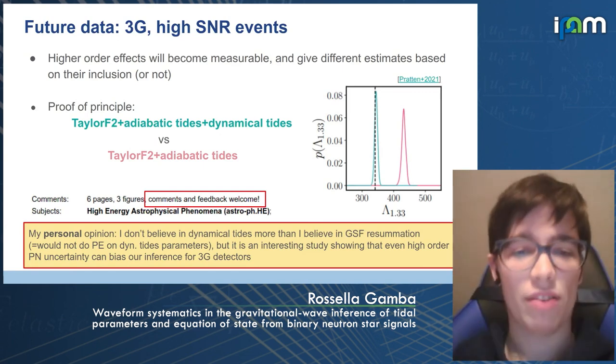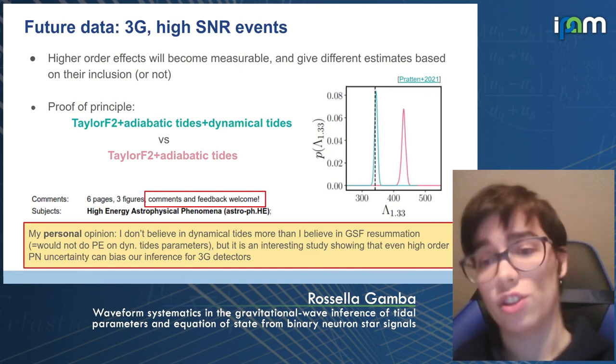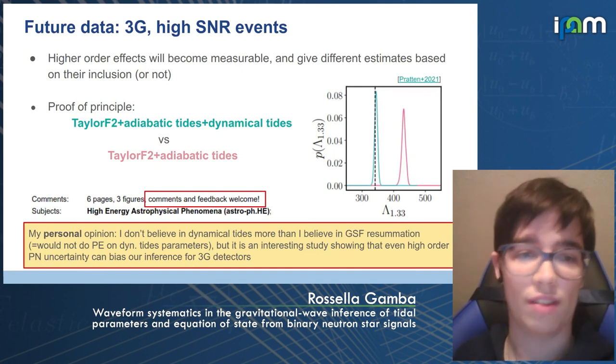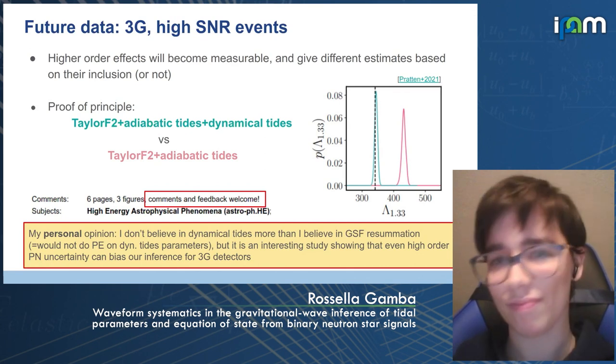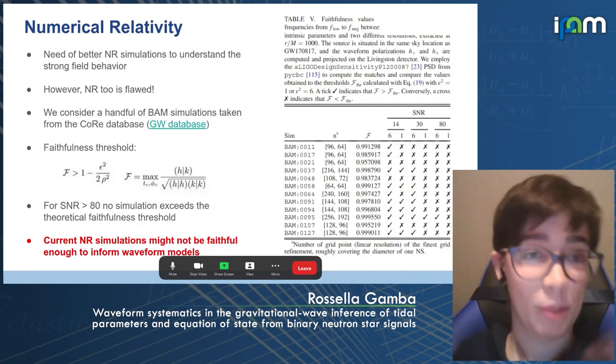But anyways, apart from my 2 cents, this is definitely an interesting study, and it definitely shows that even high-order post-Newtonian uncertainty can bias our inference for 3G detectors. And then I am almost done, I promise.